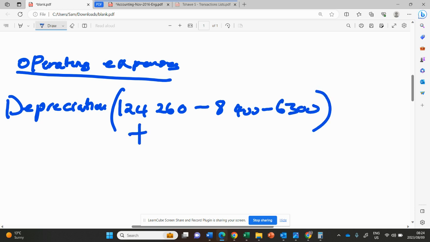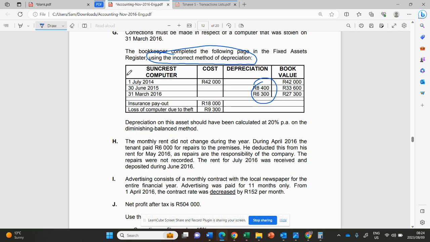Now you need to add the correct depreciation. These were wrong, so you take them out, and you add the correct depreciation for the period ending June 2015 and the period ending March 2016. Then you must use the diminishing balance method.